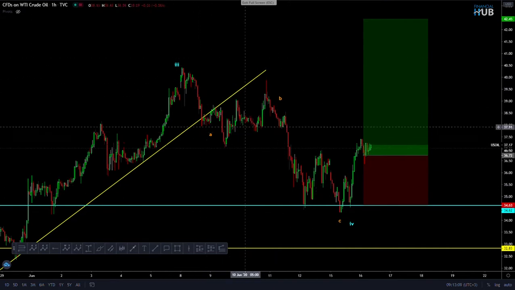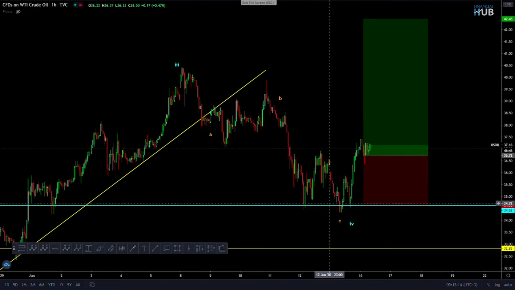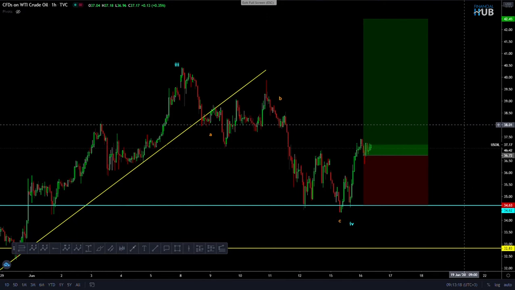So such plays, these corrections, I don't like being in it, but I like really watching how the market is performing when we're shooting further up. So this is what I'm watching on oil. I like comparing this to the UK oil.